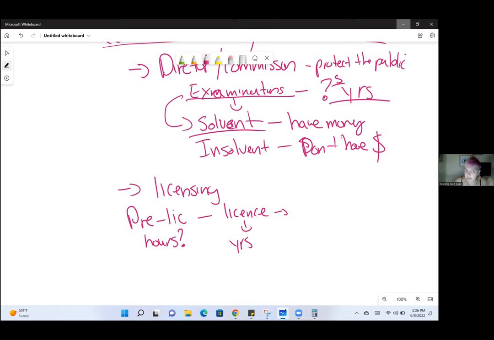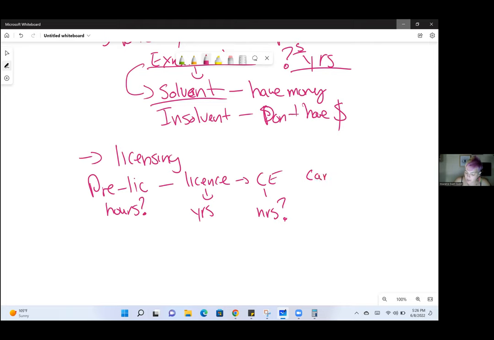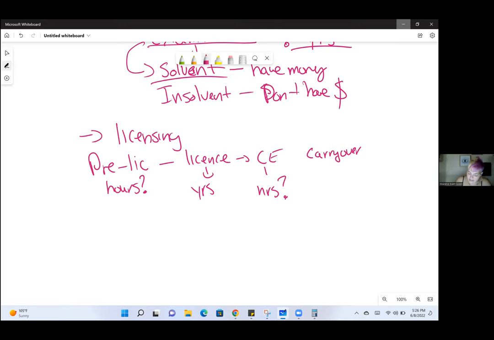Then you want to know, how do you keep your license? That's called continuing education. How many hours do you need for that? Do you need 24 hours, 36 hours? Let's say, for instance, that my license is good for 2 years, and that means 24 months. And then I need 24 hours of continuing education. Boom, memory trick. If your license is good for 24 months, and you need 24 hours of continuing education, boom, memory trick. You just locked it in.